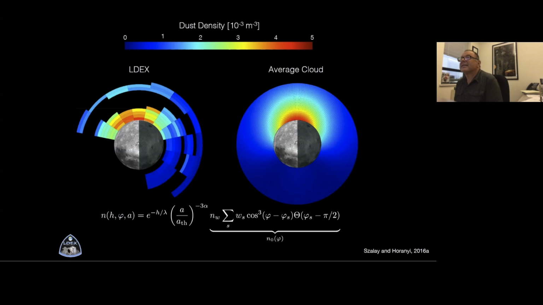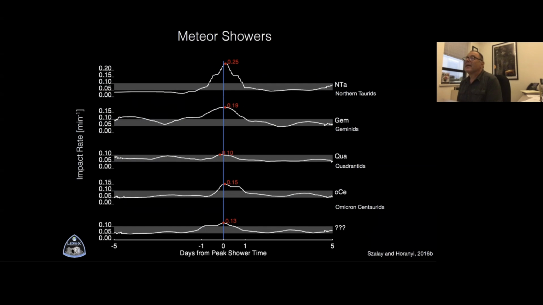And on these plots, the sun is to the left, the Earth-Moon system is moving towards the top of the slide. Next slide, please. So these are the special periods, the Northern Taurids, the Geminids. For a couple of days, the impact rate was certainly enhanced, and we can recognize the meteor showers through their effect of the production of the ejecta cloud. Next slide.